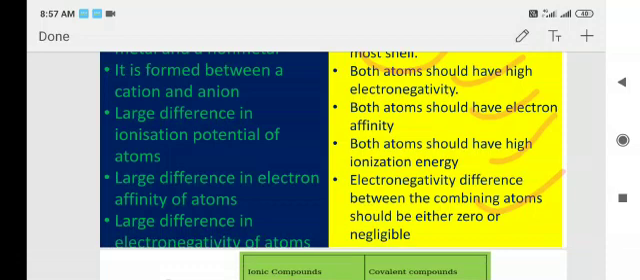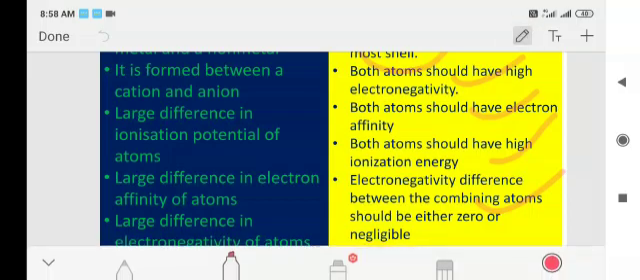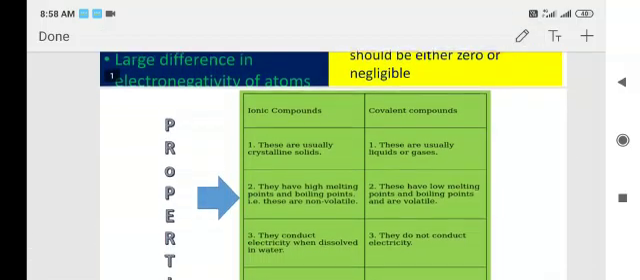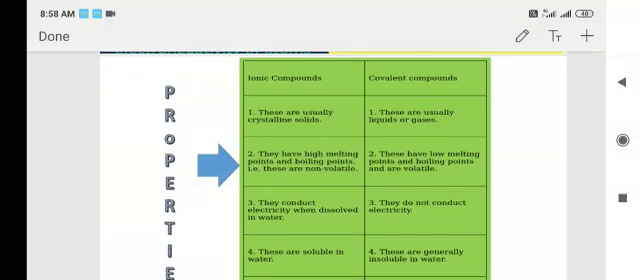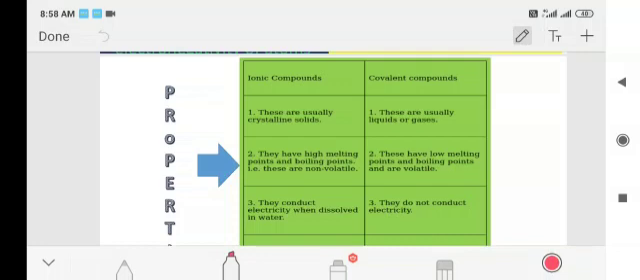Please copy it in a fair copy and learn it one by one. Okay? Let me move to the next point. Here I have written the main properties of ionic as well as covalent compounds. The first point is their physical state. Ionic compounds are normally solids, whereas covalent compounds are liquids or gases.